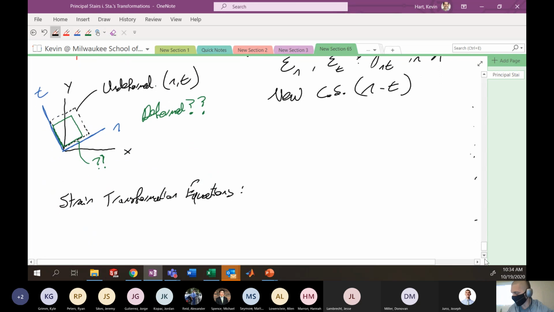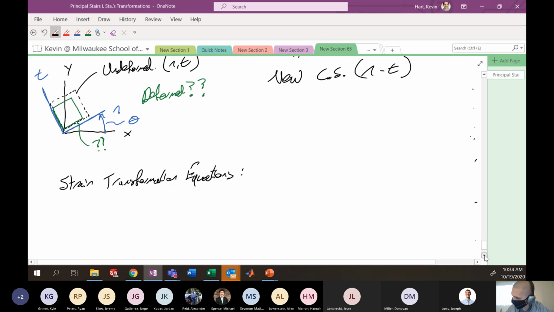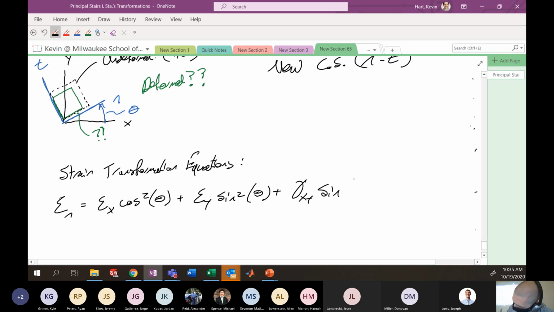Okay, so the following. Assuming you have epsilon x, epsilon y, gamma xy, and the rotation angle to get to nt, which again is this variable theta, then you'd have something that looks like this. It will look very familiar. Bam. There's your strain transformation equation.